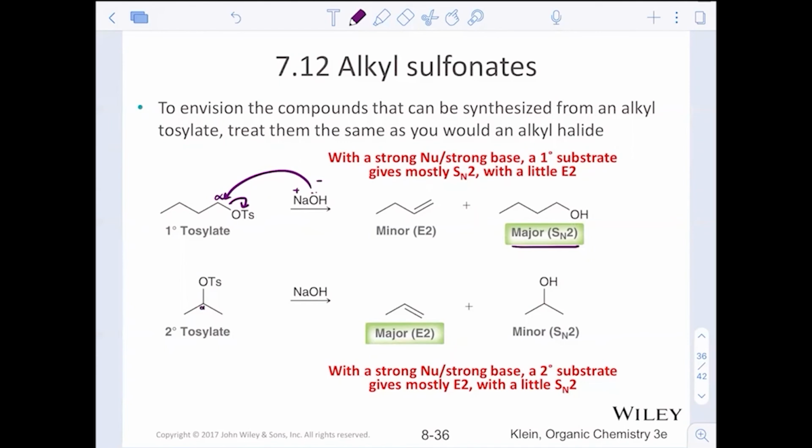For secondaries, remember when we have a secondary, the major product is the elimination reaction when paired with a really reactive nucleophile and base. So we have our E2 mechanism as our major product. Minor is the SN2 for that one. Again, remember the competition between our primary and our secondary alpha carbons. So now we can see that those tosylate groups or any of the sulfonates are really good leaving groups and can be treated the exact same as our alkyl halide leaving group was.